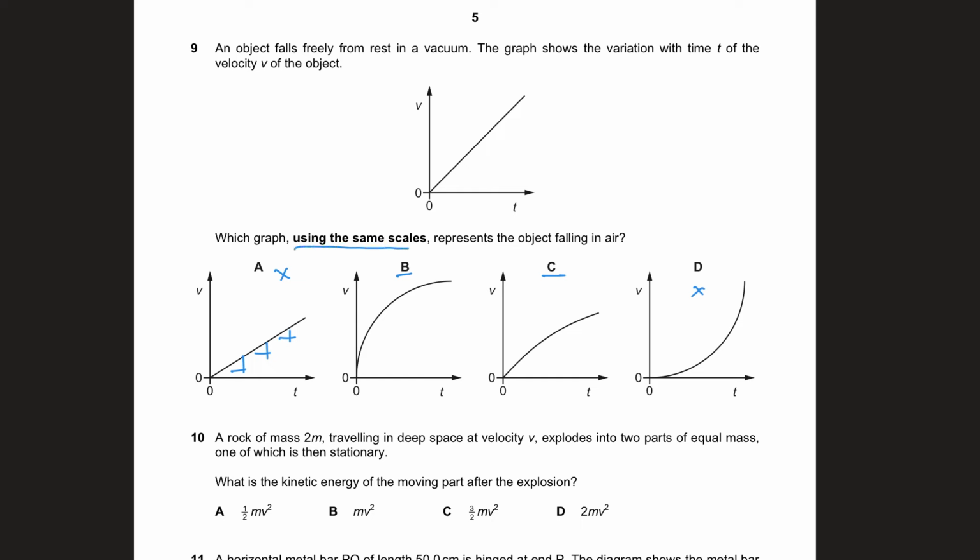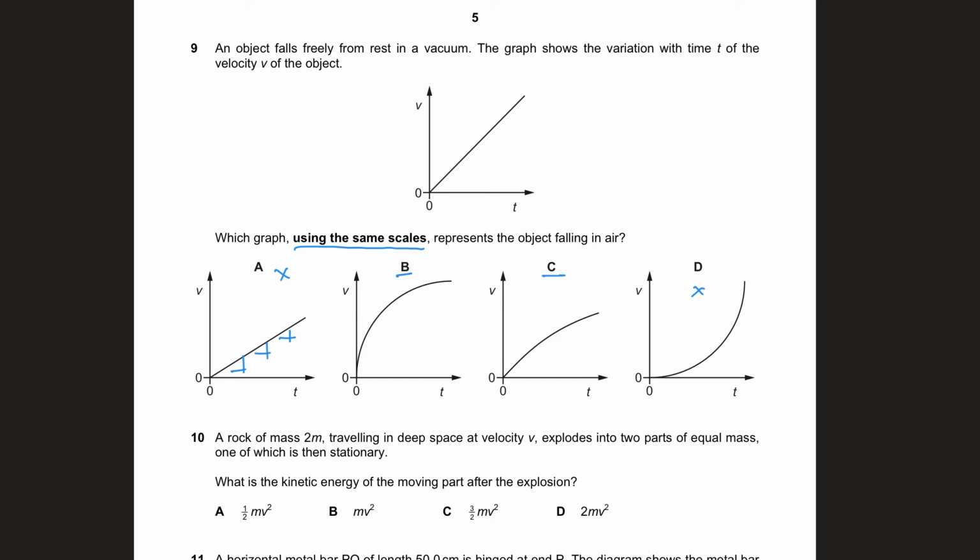So this here is the key statement, using the same scales. What we need to understand is, for the object falling in the presence of air, at any given point in time, the velocity cannot be greater than the same object's velocity falling in vacuum.